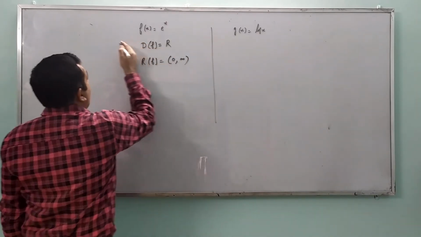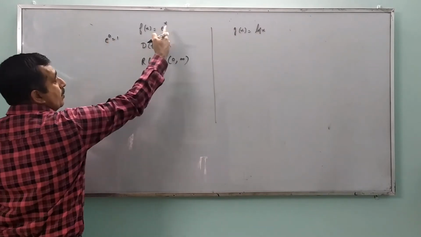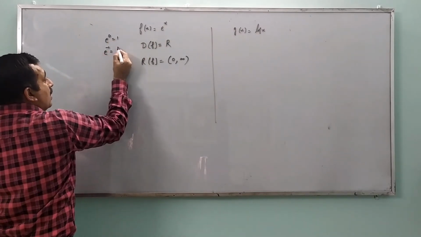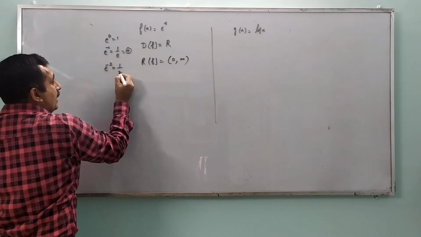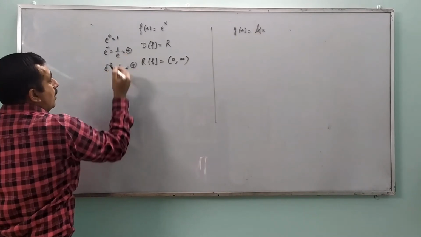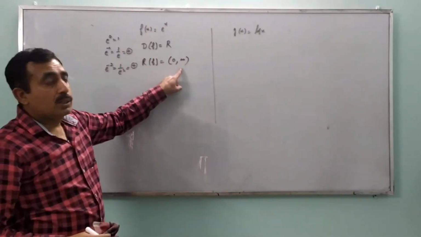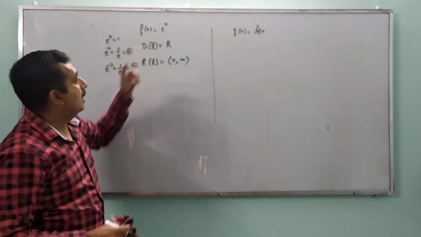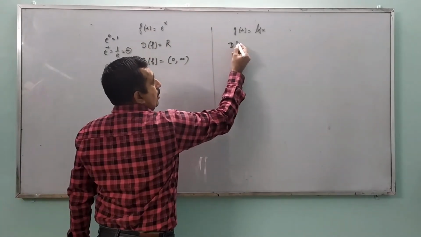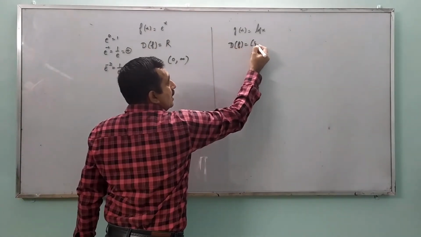Range means answer. If I put 0 here, the answer is 1. If I take minus 1, the answer is 1 by e. It is positive. If I take minus 2, the answer is 1 by e squared. Positive. E to the power x is always positive. So its range is 0 to infinity. Its domain is R. Here, the domain of the log function is 0 to infinity.